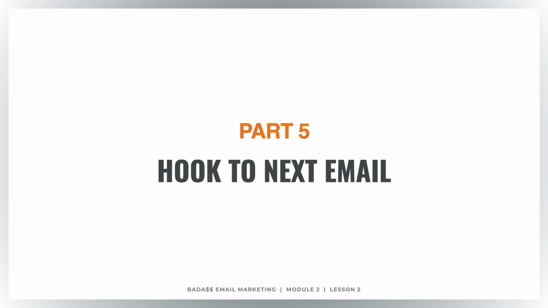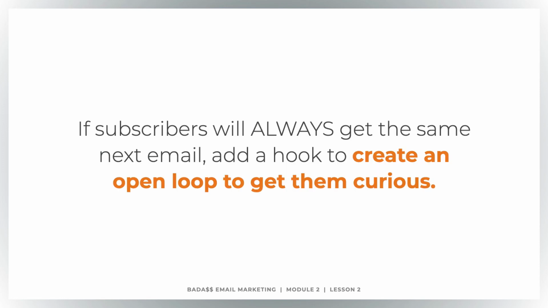Then part 5 is a hook to the next email. So if subscribers will always get the same next email, add a hook to create an open loop to get them curious. Now, the important part is you're only going to do this if your system is built so that they will always get the same next email. If they may not always get the same next email, you can't do this. And that's the case in my case with this catch email. So you sometimes will leave the hook off.